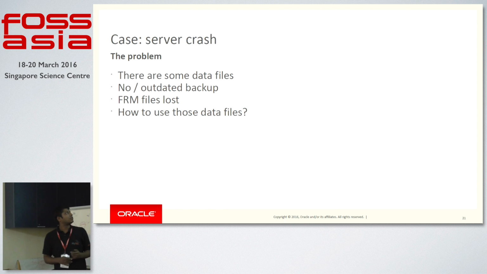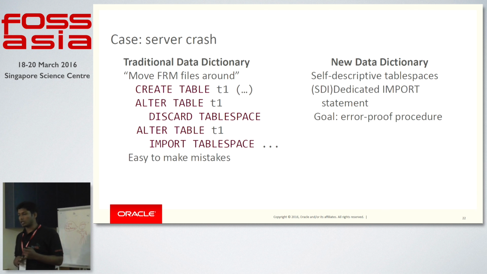In case of a server crash, whenever the server crashes and your FRM files are corrupted, there is a chance that you might lose your data. Or if your backup is not updated and your FRM file is lost, then how do you recover that data? In previous days there were some hacks available, but you needed to know the structure of the table beforehand to use any of those hacks. With the data dictionary, the dictionary information is redundant, that means stored more than once. So you can just import the SDI files and you can start working. So the metadata becomes crash safe.